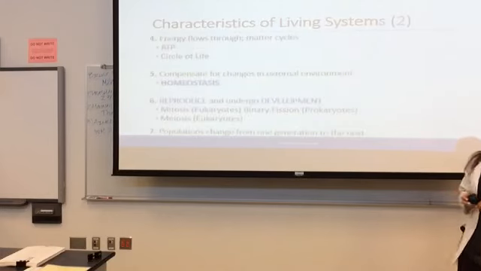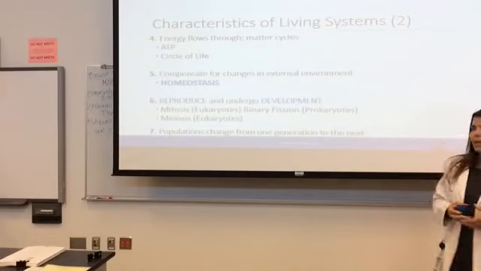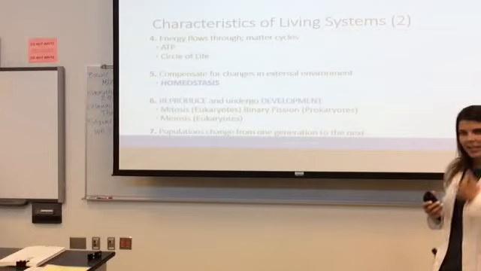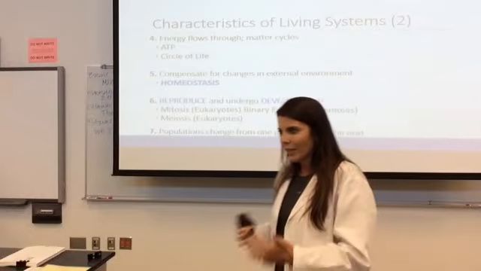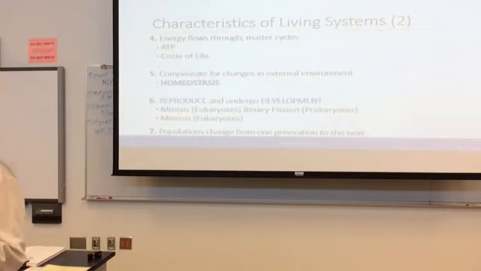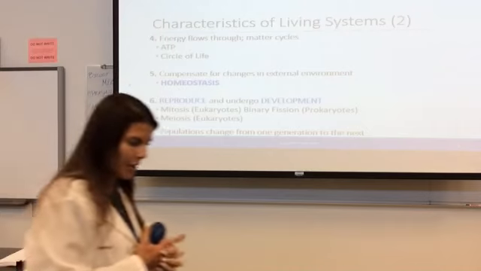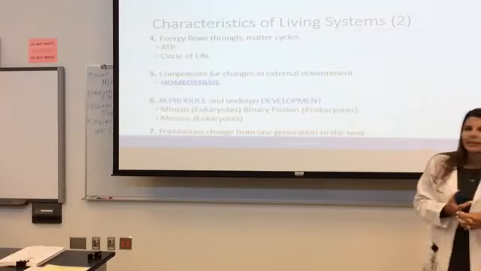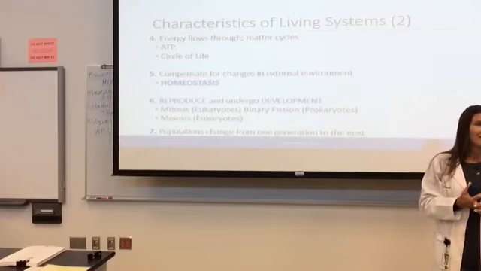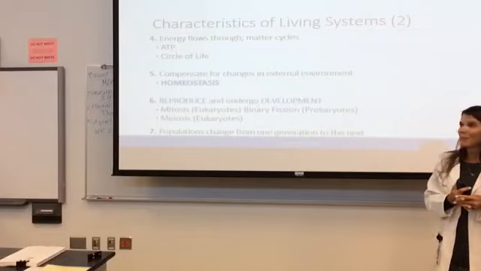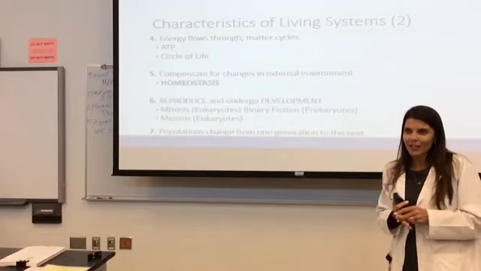The fourth characteristic of a living system or a living organism is that energy flows through them, that they take in energy and they release energy. So they use energy. They take in energy and they release energy. Does anybody know what 3 letters you and I use to represent energy in biology? It's okay if you don't. ATP. ATP is our energy currency.